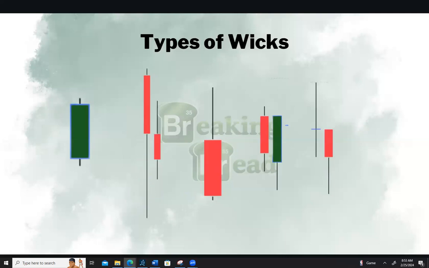Side note also, if you're not familiar with support and resistance, I do have a video on my channel where I go over support and resistance using these type of candles. It's a retrace video, so when you have time, go ahead and check that out. All right, back to the session.